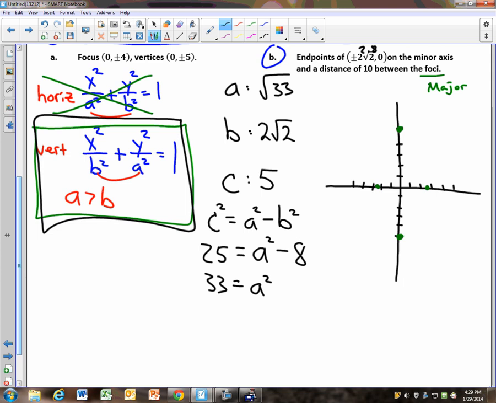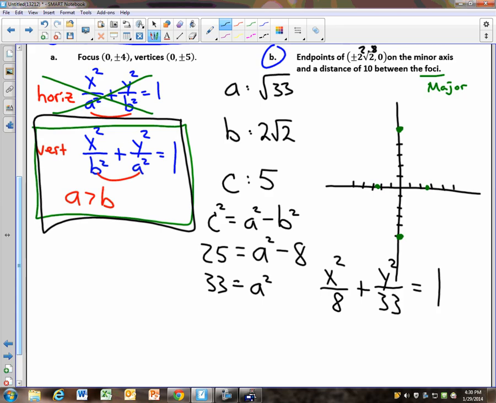So when it says identify the equation, I'm going to use this right here. I have x squared over b squared, and b squared is going to be 8, plus y squared over a squared, and a squared will be 33, equals 1. I told you yesterday that this problem was going to take a very long time. I was entirely incorrect. That's the problem in the next section, which is on hyperbolas.